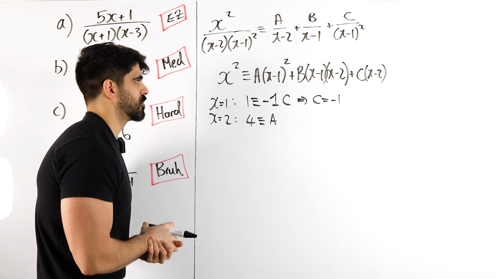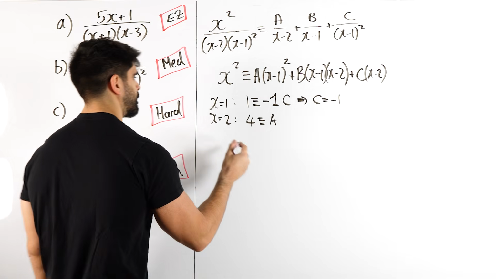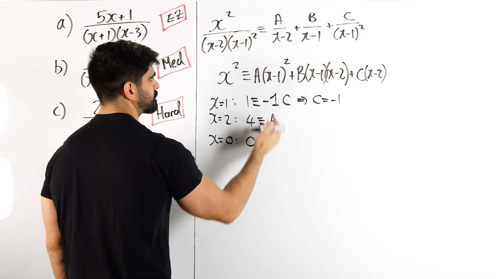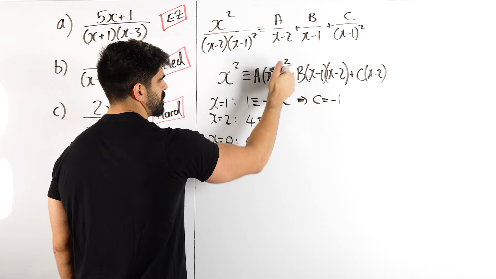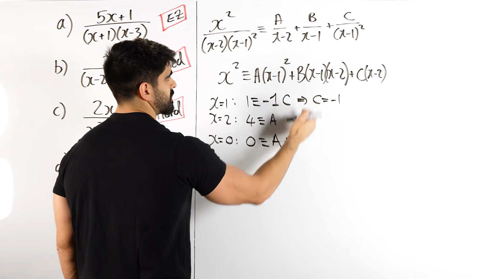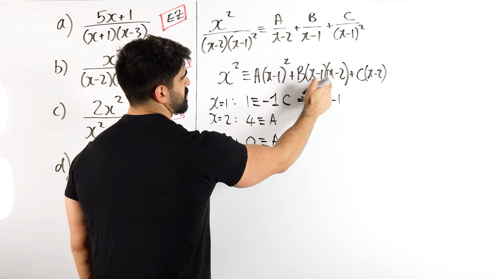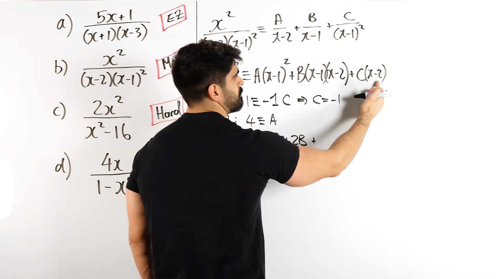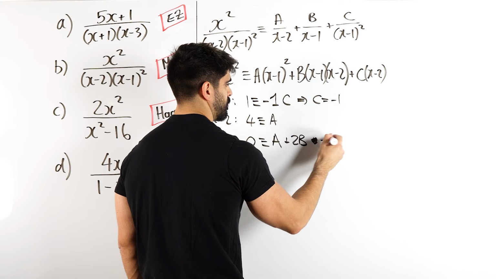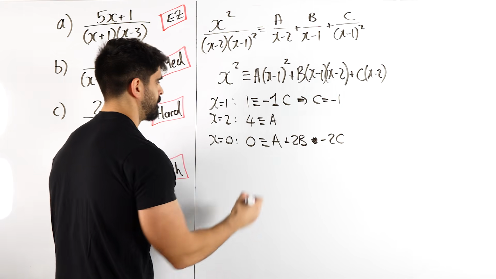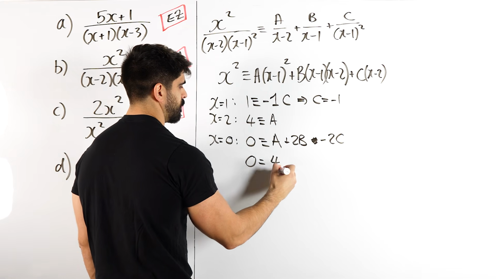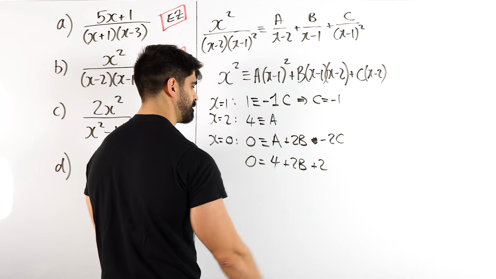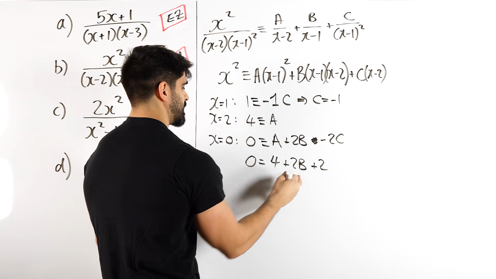Which is the next easiest option to choose? 0. Okay, we've done 1, we've done 2. Let's go with 0. 0 squared is 0. Here, 0 minus 1 is minus 1 squared is 1. A. Plus. When you sub in 0, you get minus 1 times minus 2 is 2. B. Then we have 0. Minus 2C. So it's not plus anymore, it's minus 2C. Sub in the values. 0 is A, which is 4, plus 2B. Minus 2 times minus 1 is plus 2. Add those is 6 minus 6.